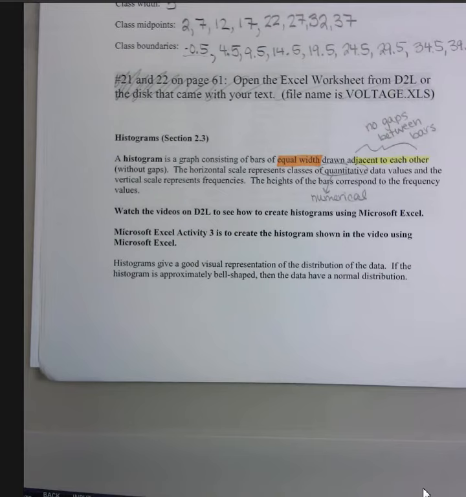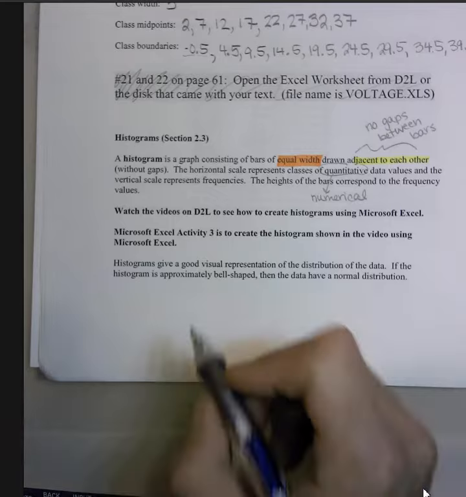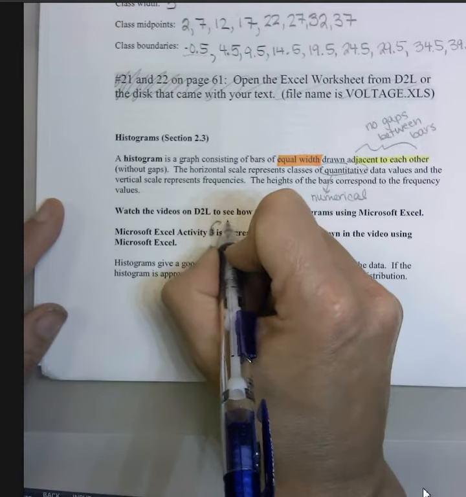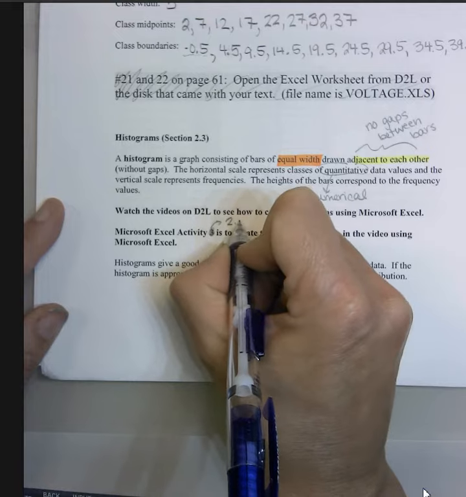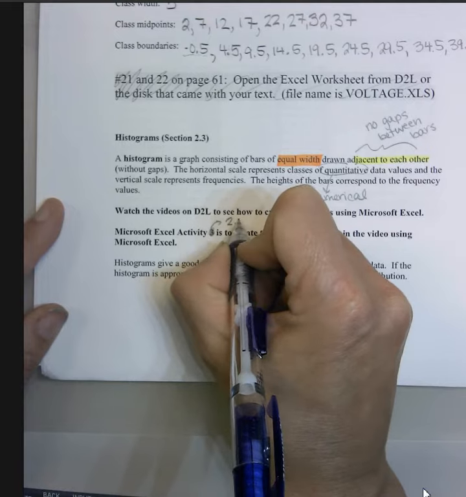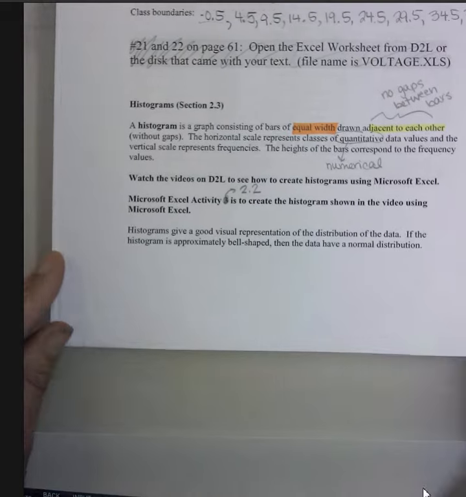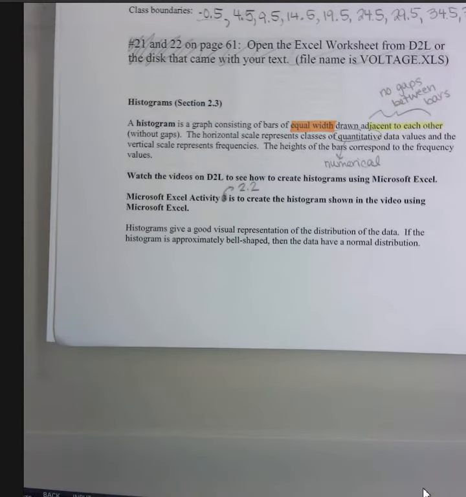Okay, and I'm not calling it activity 3 anymore. I think there's a 2.2, a 2.3, and a 2.4. And again, I'll talk about that more at the end. Histograms give a good visual representation of the distribution of data. If the histogram is approximately bell-shaped, then the data have a normal distribution.